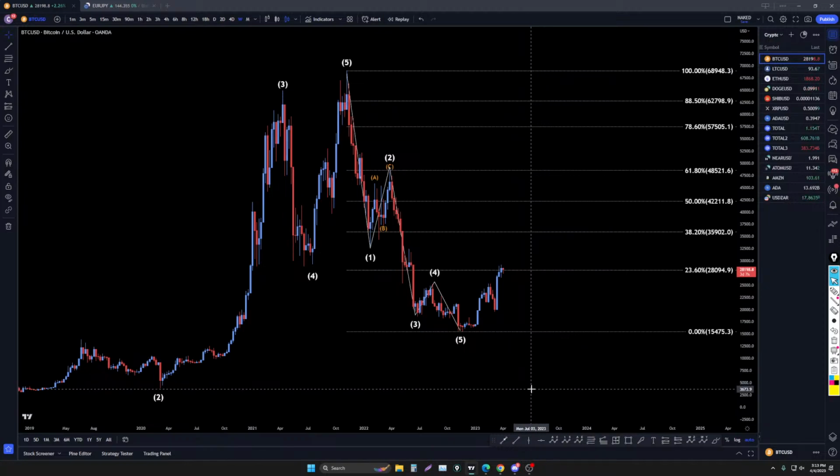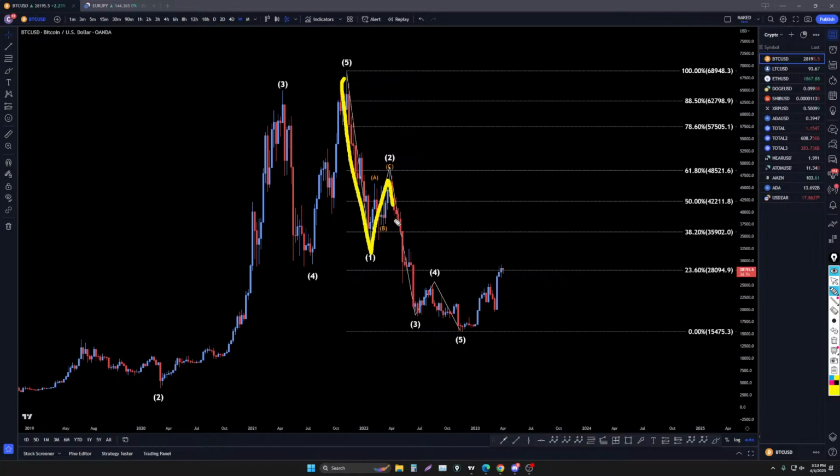What do we got here? It definitely looks like a downtrend. 1, 2, 3, 4, 5. Originally, I was thinking this is a correction until I saw that 4, 5 shape. Now I definitely see it as a trend.